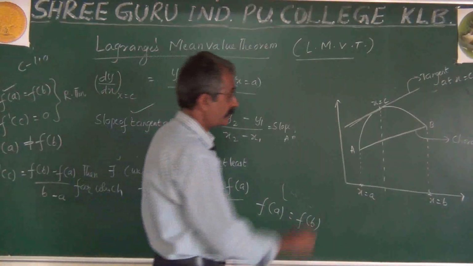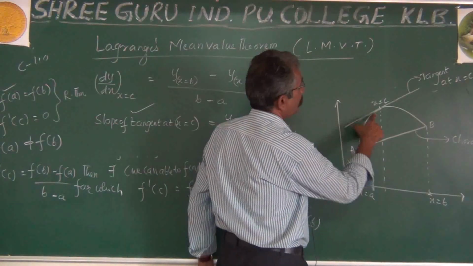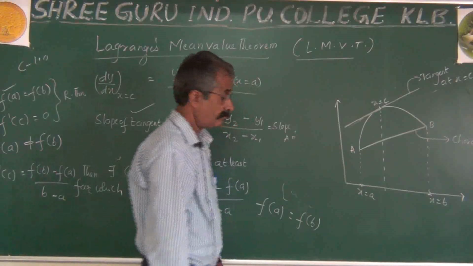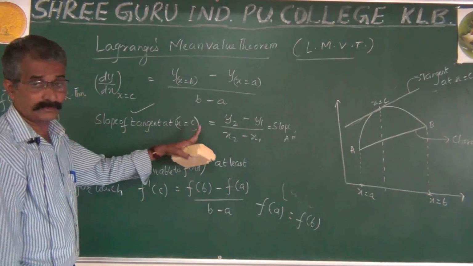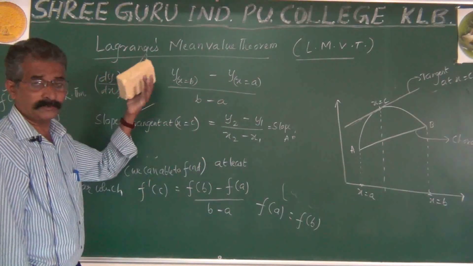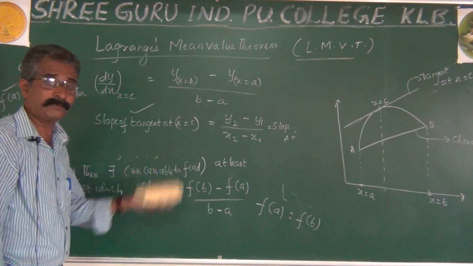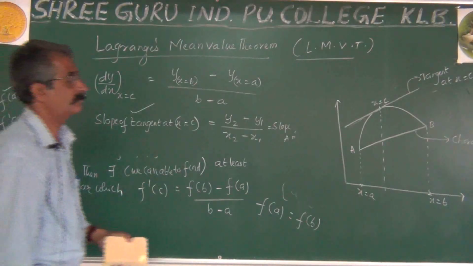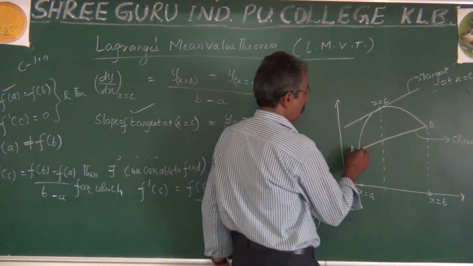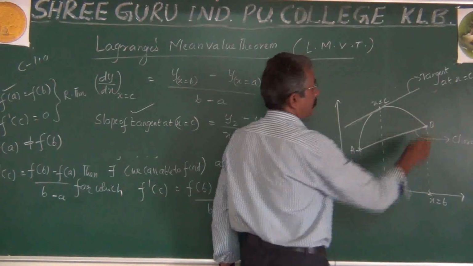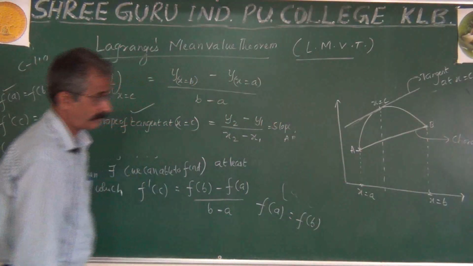What we can observe is that the tangent and chord are parallel because their slopes are equal, as per the statement of Lagrange's theorem. Now let's work out problems concerned with Lagrange's mean value theorem.